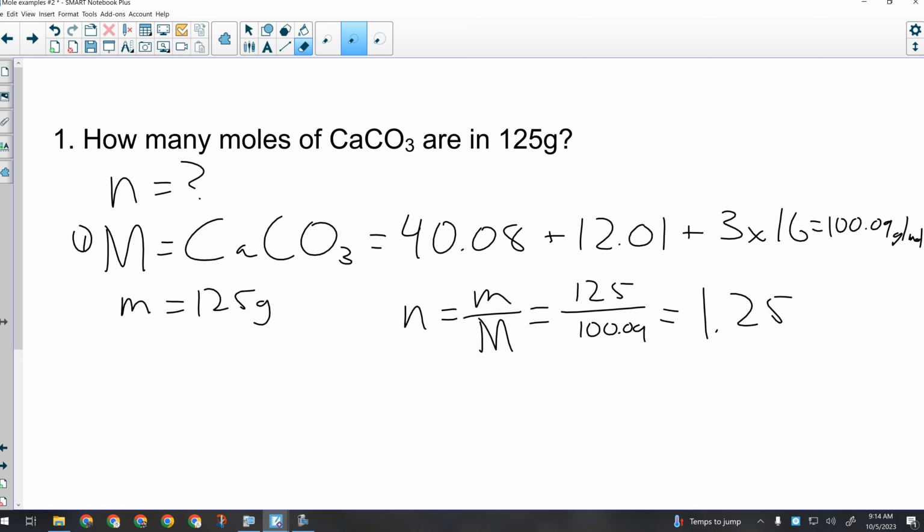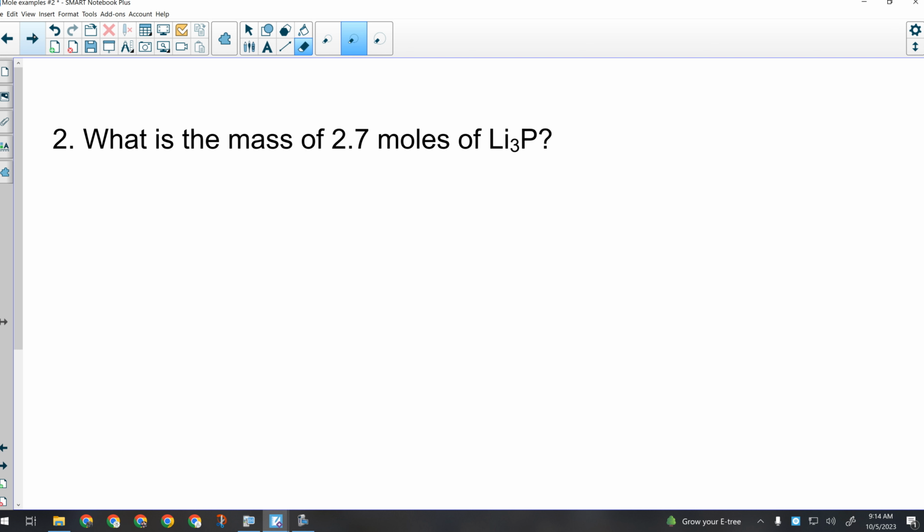Is it actually 1.24? It doesn't round up? 1.248, so it does round up. Moles. Okay. I could just punch it in the calculator if I'm being lazy. Okay. All right, questions on that one? Pretty straightforward. How many people have done the second one? Okay. Well, let's look at the second one while we're here.